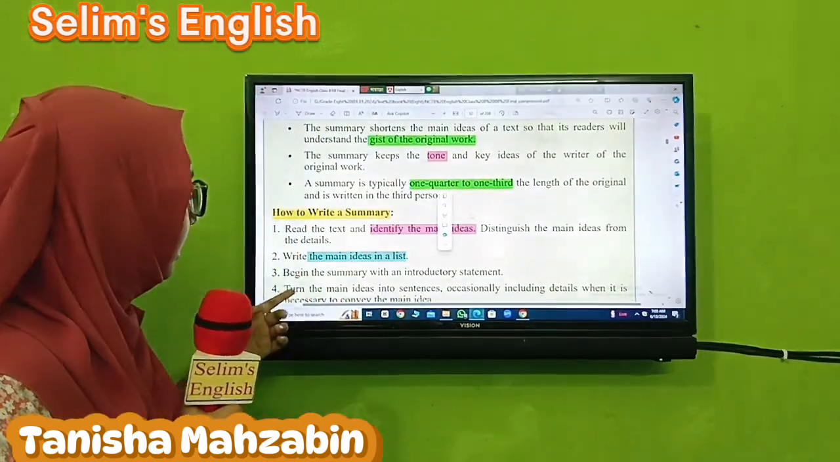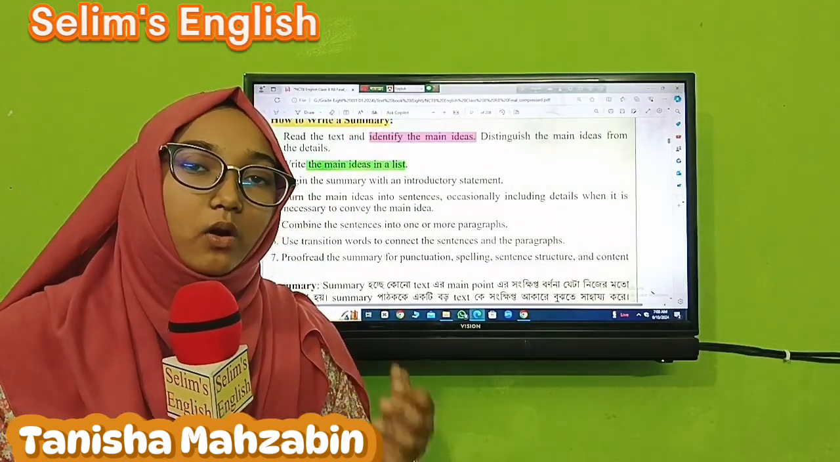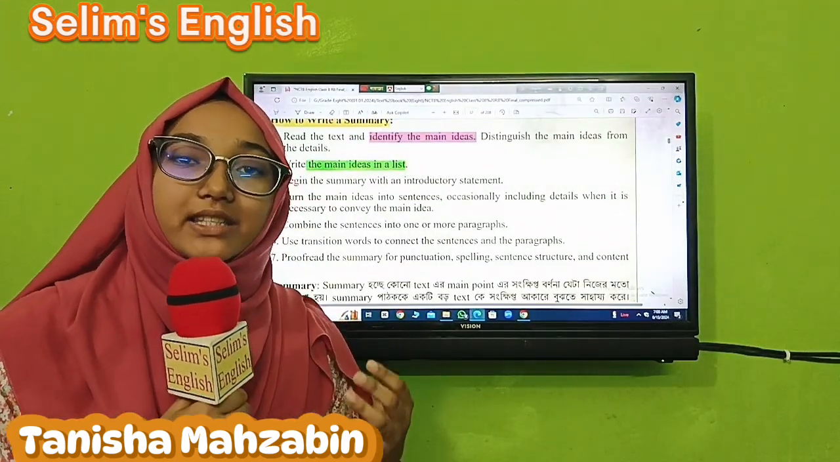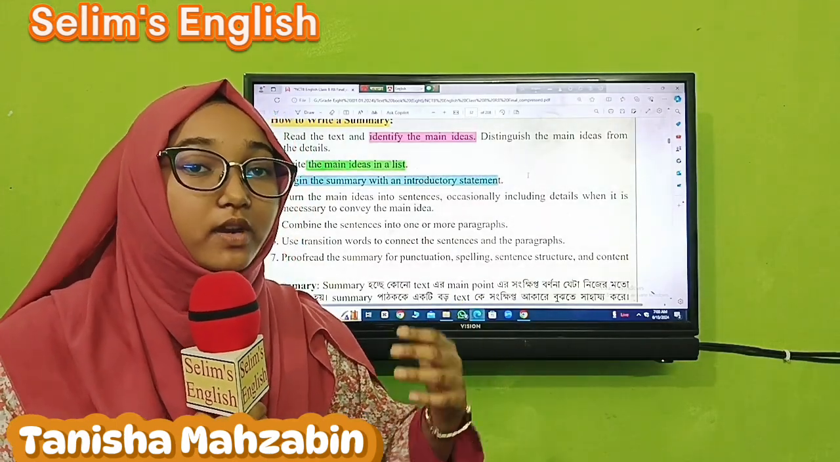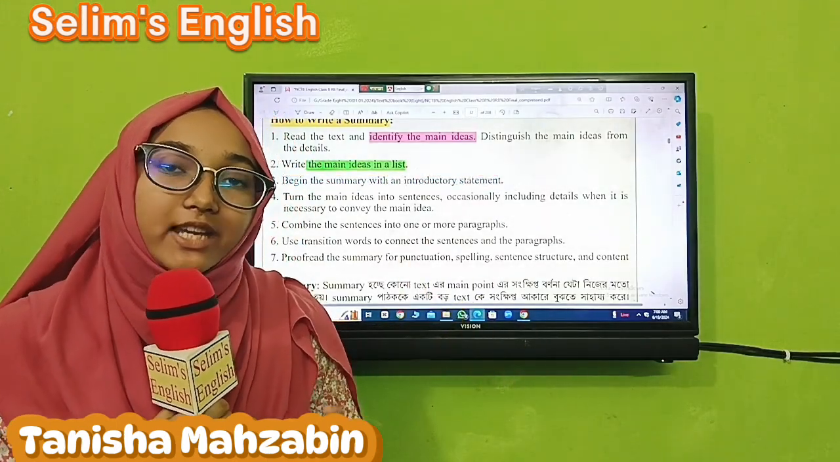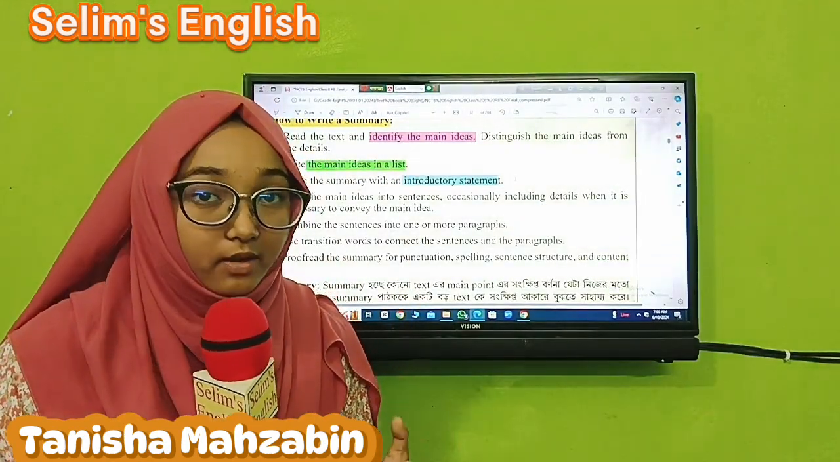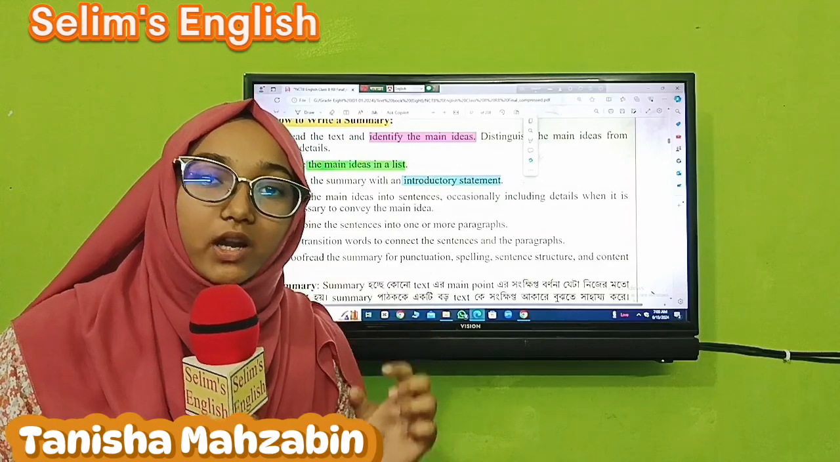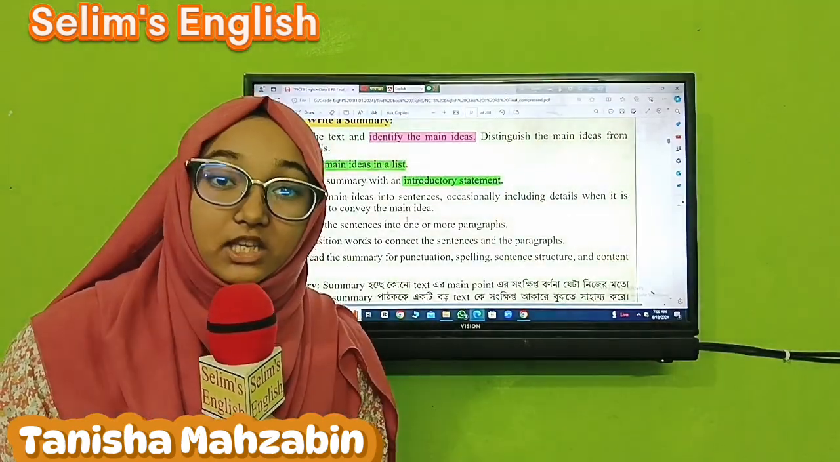Now, number 3: begin the summary with an interrogative statement. At first you have to write the interrogative statement, and this is totally different from the text that you have read. You have to create another text depending on the detailed text that you have read, and write only a smaller text, so that two or three lines make one line in your summary.